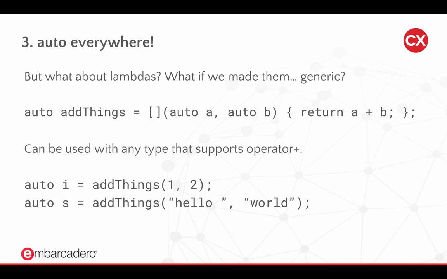Now note that nowhere in there is the actual type of either a or b specified. Well, what this means is that you can use the same lambda with any type that supports operator plus. For example, you can have add things 1 and 2, where those are integers, and add things hello and world. And the lambda there will be compiled and work correctly for both types, as long as they have operator plus.